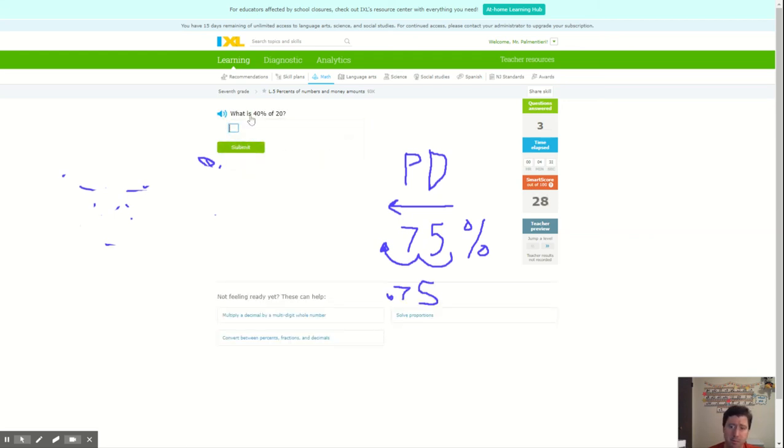All right, but sometimes you get these weird ones like 40%. I wouldn't be able to say, hey, I'm going to divide this by 4, because 40% is different. It's going to end up being 0.4, and you're going to have to times it by 20. There are other ways you can do it, but stick to turning this into a decimal, 0.4, and then times it by 20. Okay?